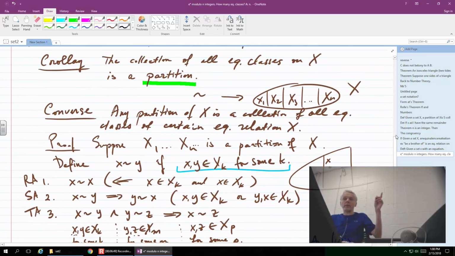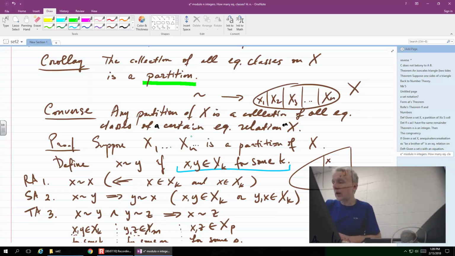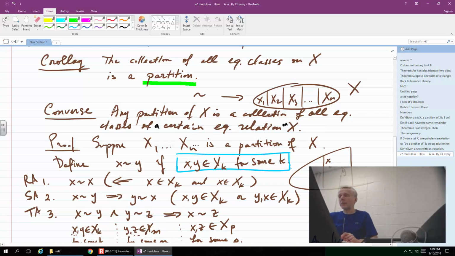Okay, so the converse, that is the theorem, converse of our theorem: any partition of a set X is a collection of all equivalence classes of a certain equivalence relation on X. So we actually do point out what it is, and it has an independent value right here. So sometimes part of the proof might be better off mentioned outside, since it is an important part of the proof. But let's just do the proof.